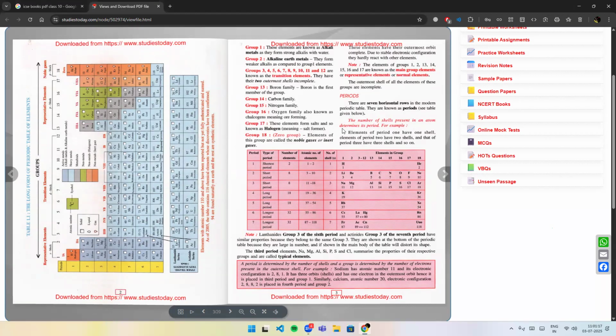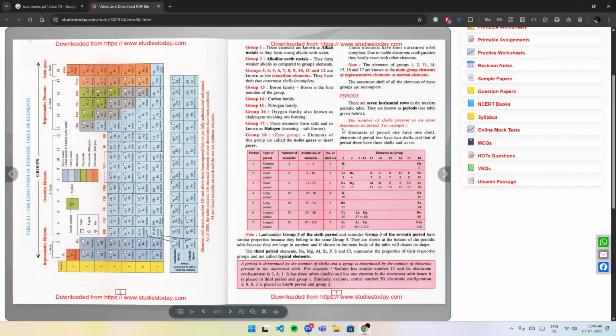Groups 3, 4, 5, 6, 7, 8, 9, 10, 11 and 12 are known as the transition elements. They have their two outermost shells incomplete. Group 13, boron family. Boron is the first member of the group. Group 14, carbon family. Group 15, nitrogen family. Group 16, oxygen family, also known as chalcogens, meaning ore forming.